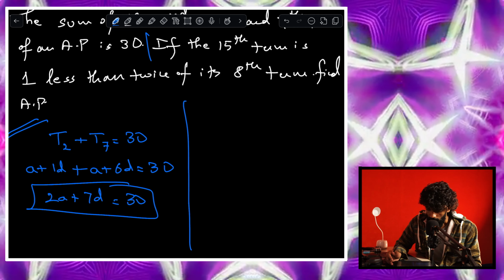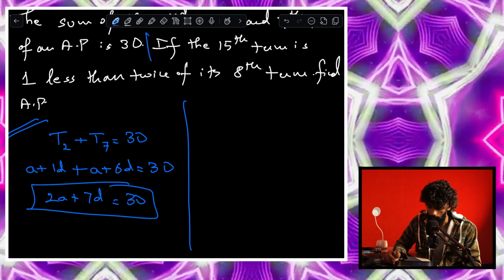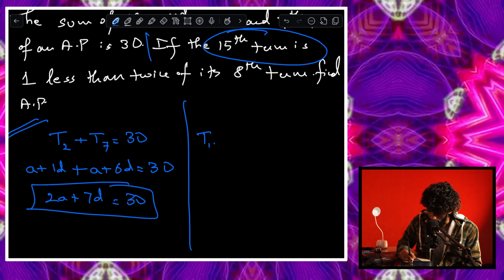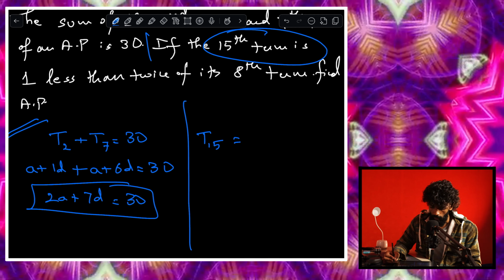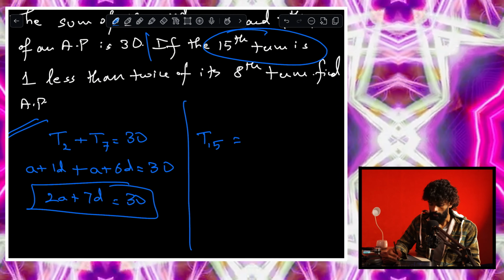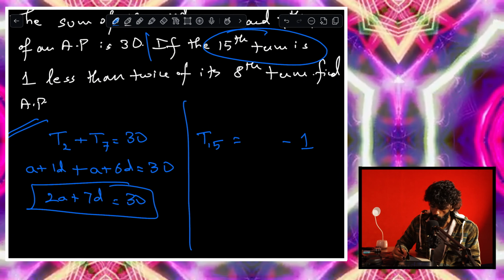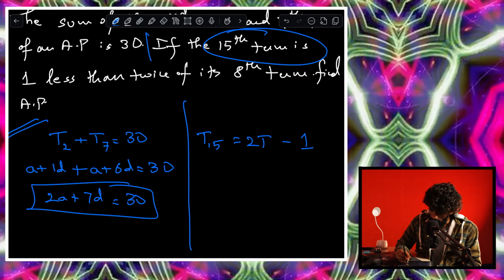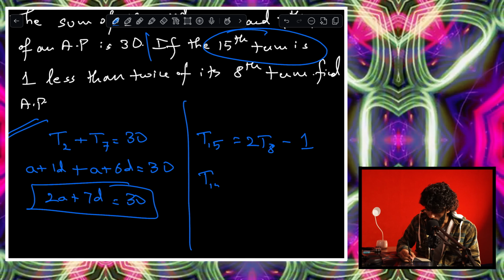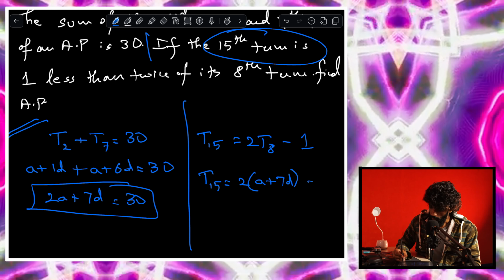Second sentence: if the 15th term is 1 less than twice its 8th term. Lovely. So T15 equals 1 less than. Whenever you're trying to frame this, start from your right side. 1 less than meaning minus, twice its 8th term, 2t8. This is my answer. I'll simplify it. So T15 equals 2 into T8, which is a plus 7d, minus 1.